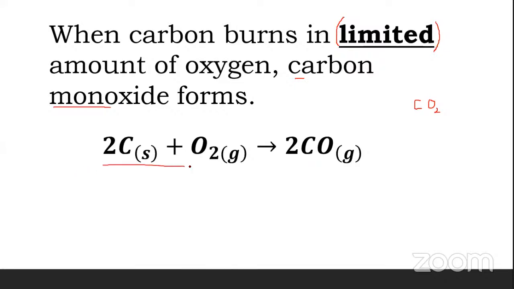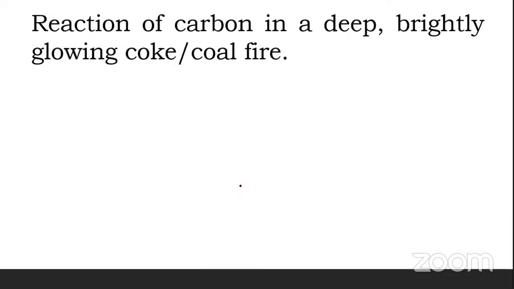So this is the equation. If they ask you the different equations or the different observations when carbon burns in oxygen under different conditions, one would be excess oxygen, we form carbon dioxide. Limited or less supply of oxygen, we form carbon monoxide. Then a reaction of carbon in a deep or bright glowing coke.